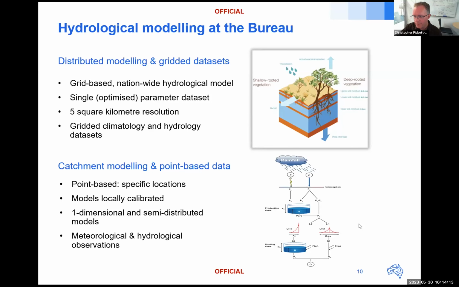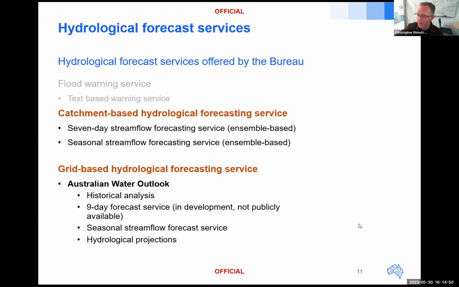Now, the other type are catchment-based or point-based modeling systems. These are point-based at specific locations. These models are calibrated locally. They're one-dimensional or possibly semi-distributed, which I won't go into the details of, but they're not fully spatially distributed models. They're primarily one-dimensional models, and they rely on meteorological and hydrological observations. Because they are locally calibrated, in a lot of instances, for the locations to which they're available, they provide very high-quality forecasts.